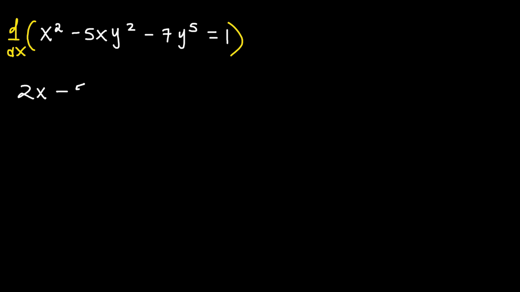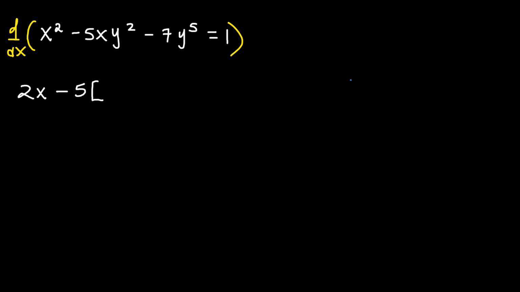Differentiate x to the power of 2 minus 5x times y to the power of 2 and then minus 7y to the power of 5 equaling 1. Once again we shall differentiate everything with respect to x. On the left hand side we shall get 2x minus 5 into, now to differentiate x times y to the power of 2, we shall use the product rule.